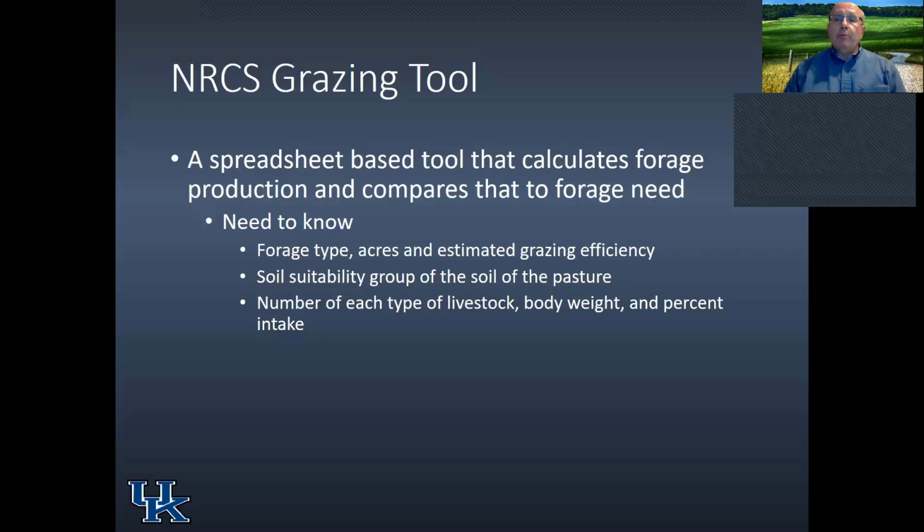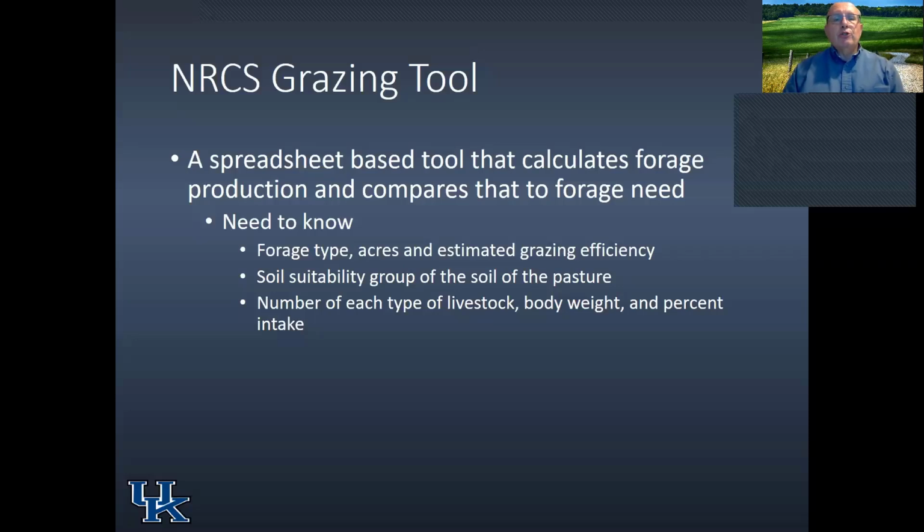The other part will be to give me feedback on the model and how it works. So in order to make this work, we need to know the forage type, the acres, and the estimated grazing efficiency, and you will get to pick this. It's not something that you're going to have to determine. You can pick those numbers.